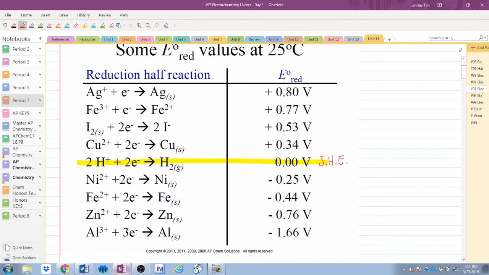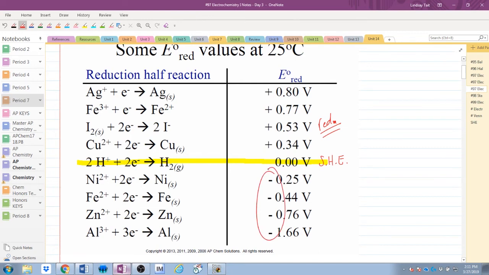The ones that were positive, those are reductions, right? That means the reduction half reaction was favorable. And so that means they were pulling the electrons away from the SHE, right? But down here, these were negative. That meant that the reduction was unfavorable, right? It was an unfavorable reduction.